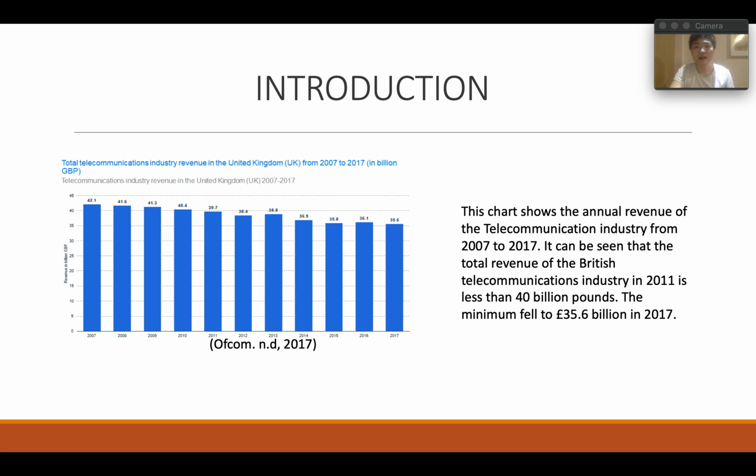Introduction. This chart shows the annual revenue of the telecommunications industry from 2007 to 2017. It can be seen that the total revenue of the British telecommunications industry in 2011 is less than 40 billion pounds. The minimum fell to 35.6 billion in 2017.